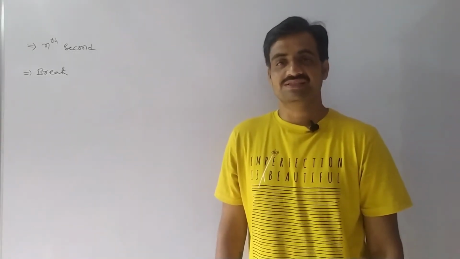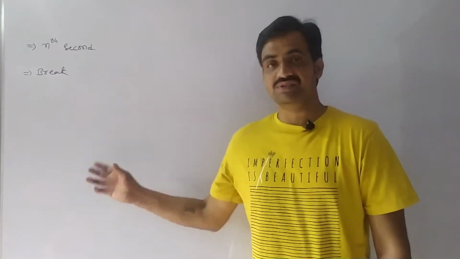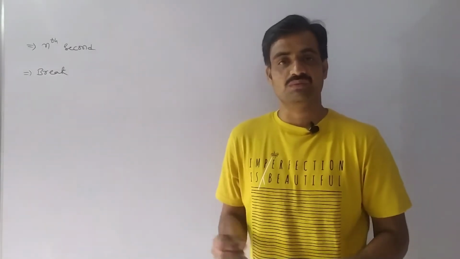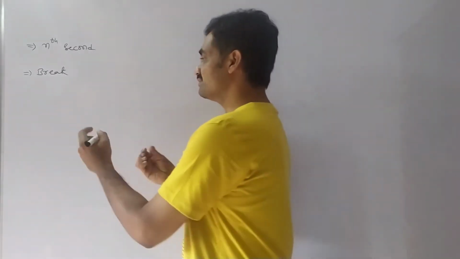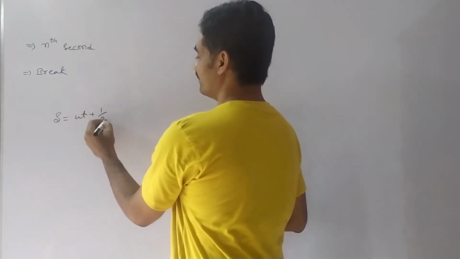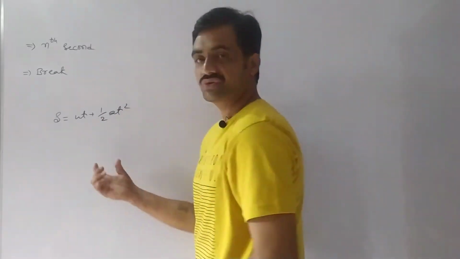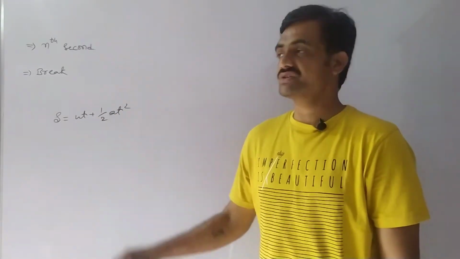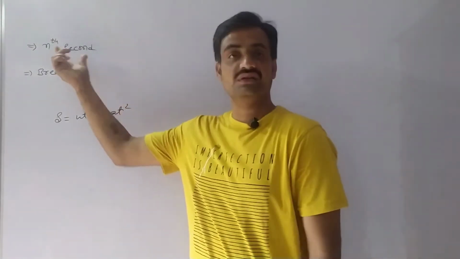Today we are going to discuss numericals based on nth second. Before going to discuss this, commonly we use an equation which is considered as s equals ut plus half at square. Based on this equation, we are now going to find the equation for nth second.